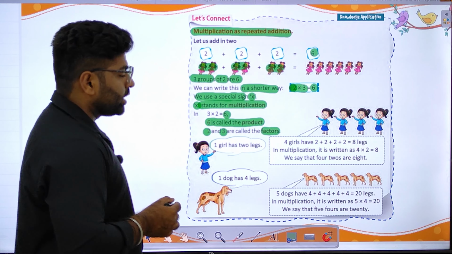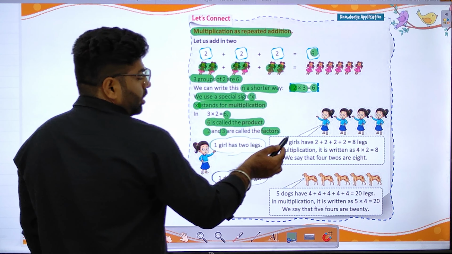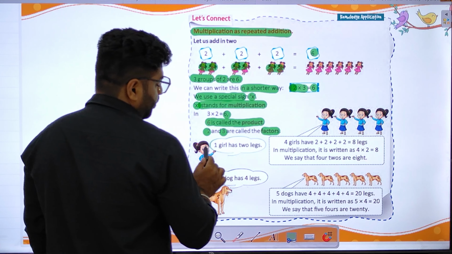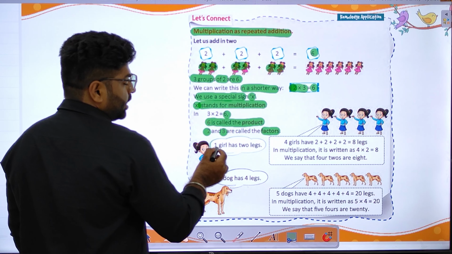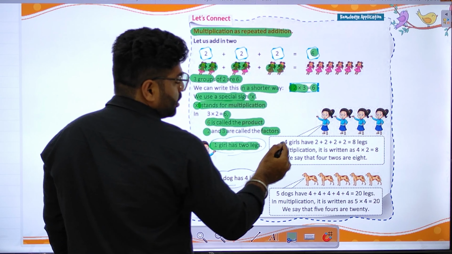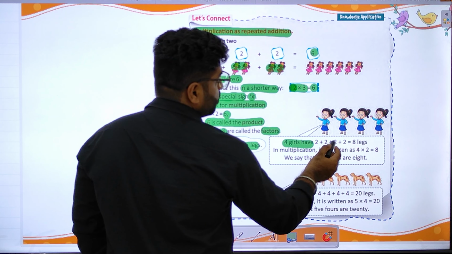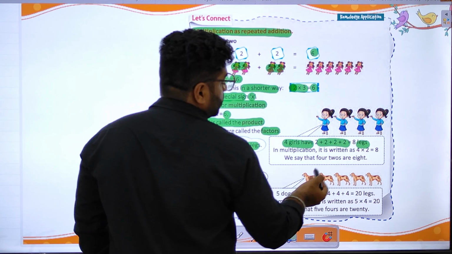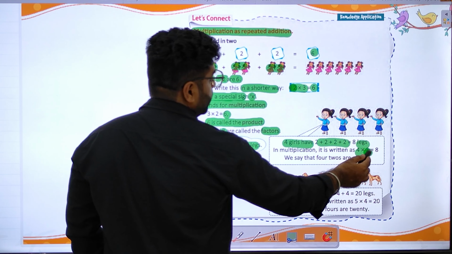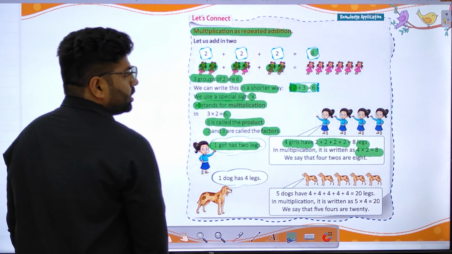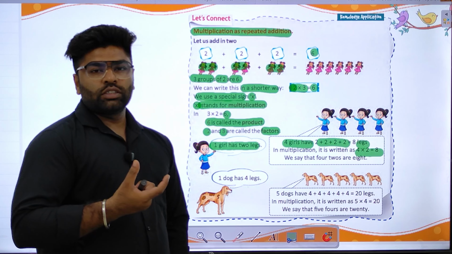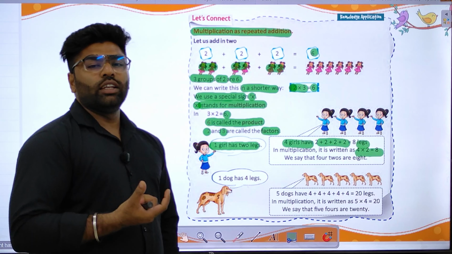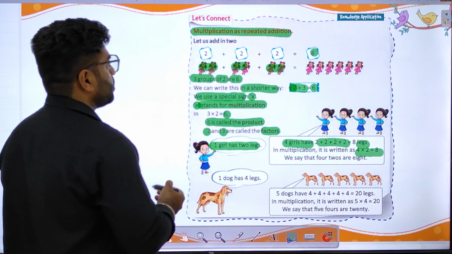Okay, in the same way we can see another example, that is one girl has two legs. So four girls have 2 plus 2 plus 2 plus 2, 8 legs. So we can simply write that 4 into 2 is 8. So this is our multiplication. So when we are having repeated addition, we can change them into the multiplication concept.